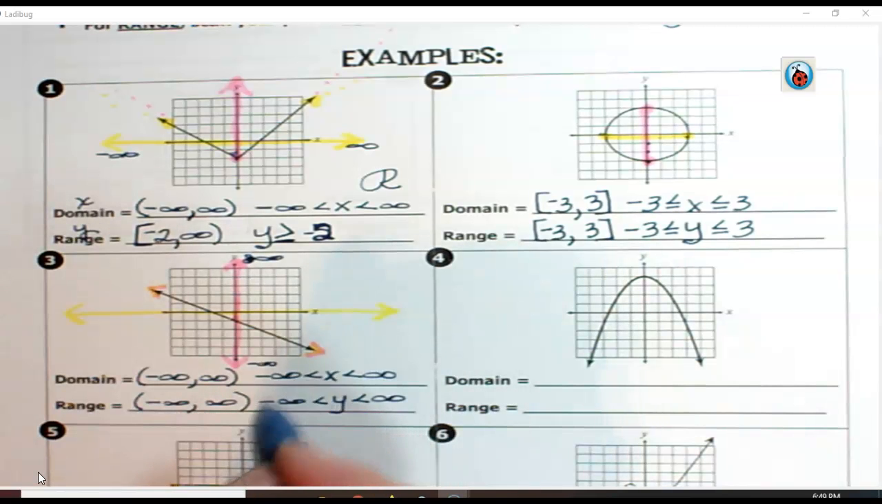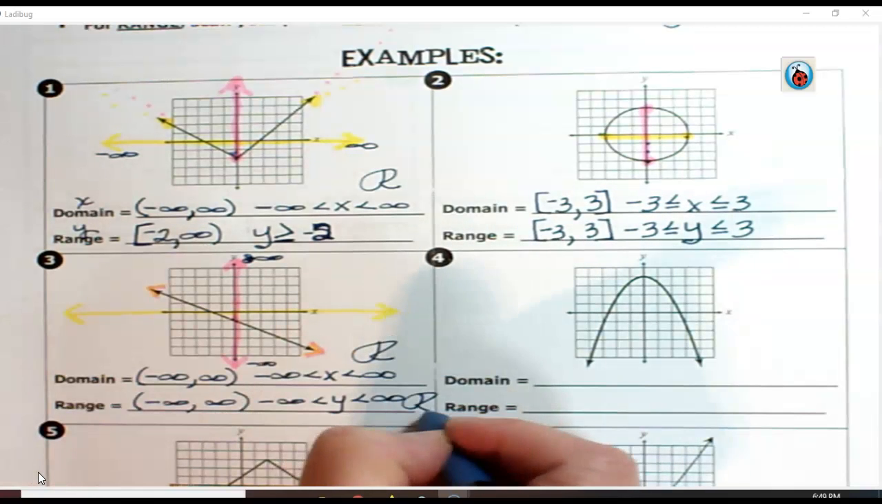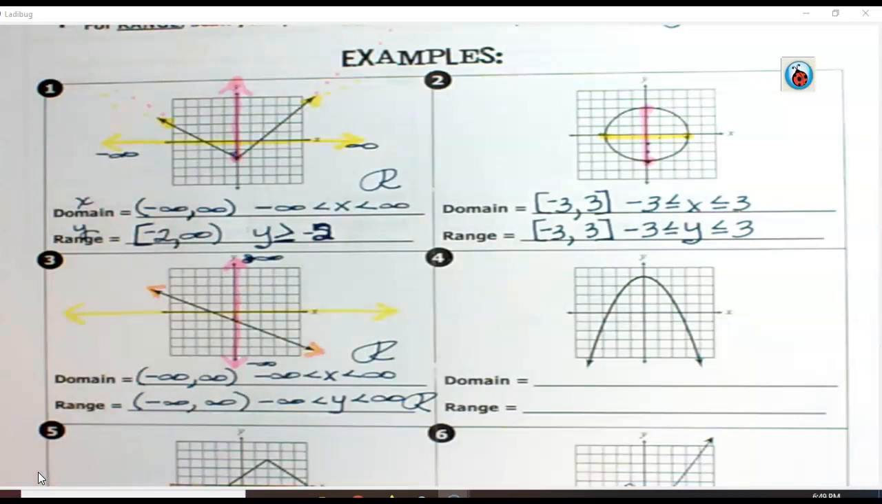Anytime you have a line that has arrows on both sides, we're not talking about a line segment or a ray. The domain and range for all slanted lines are all real numbers, both for the domain and for the range. Okay, let's take a look at number 4.